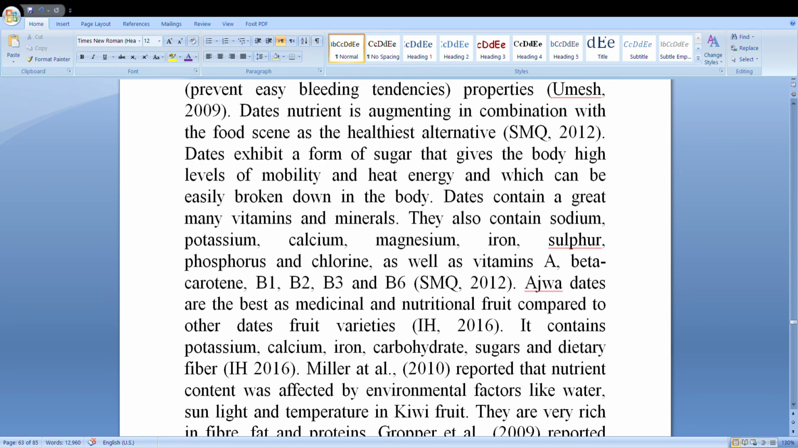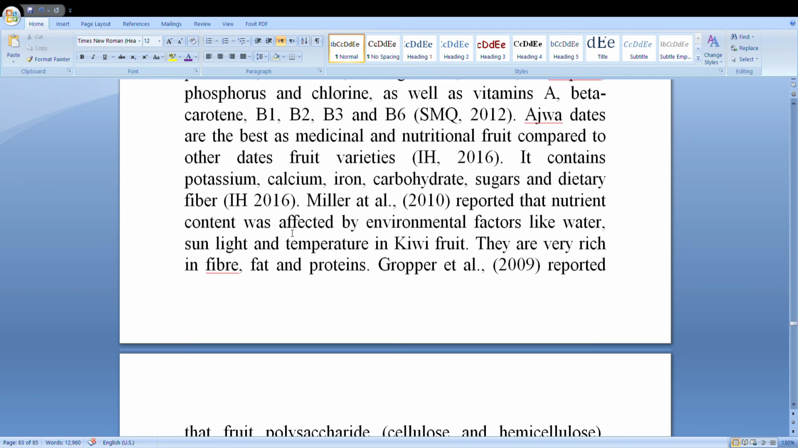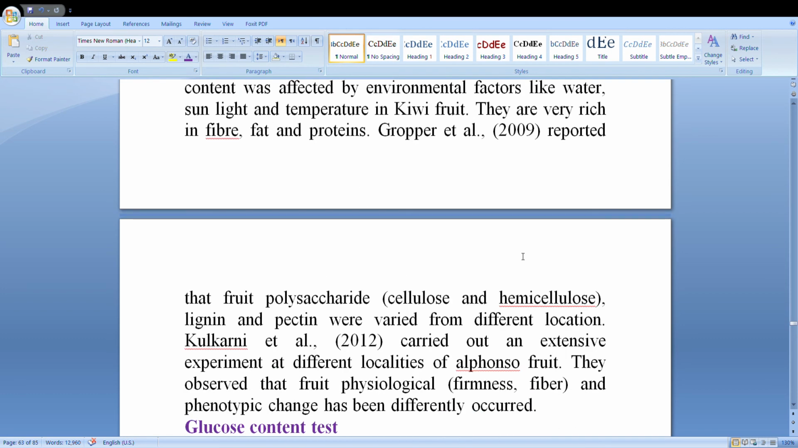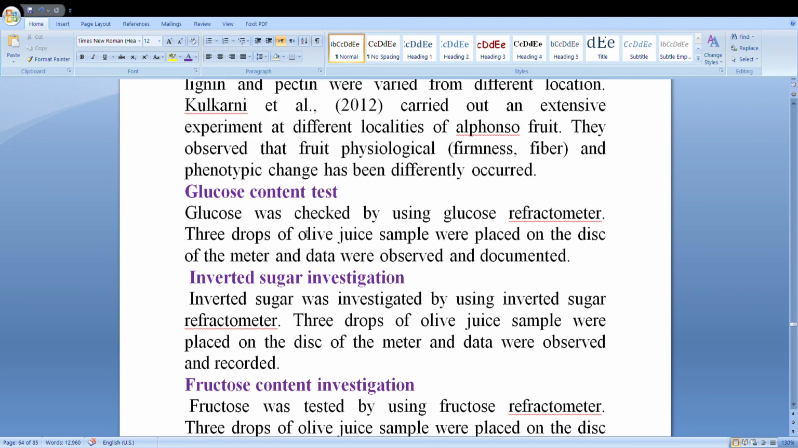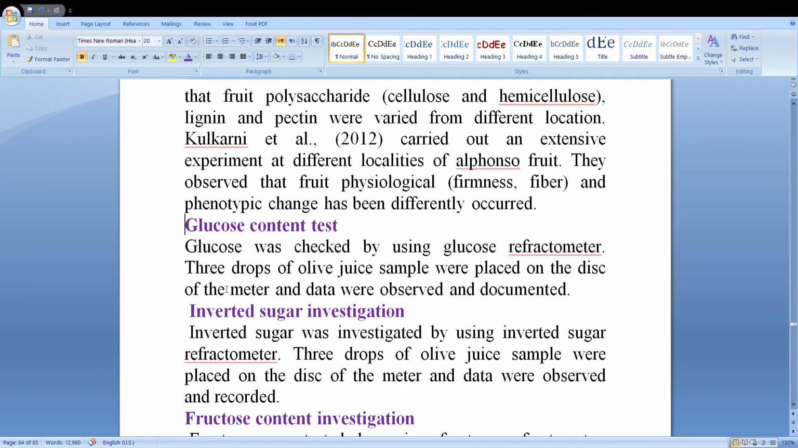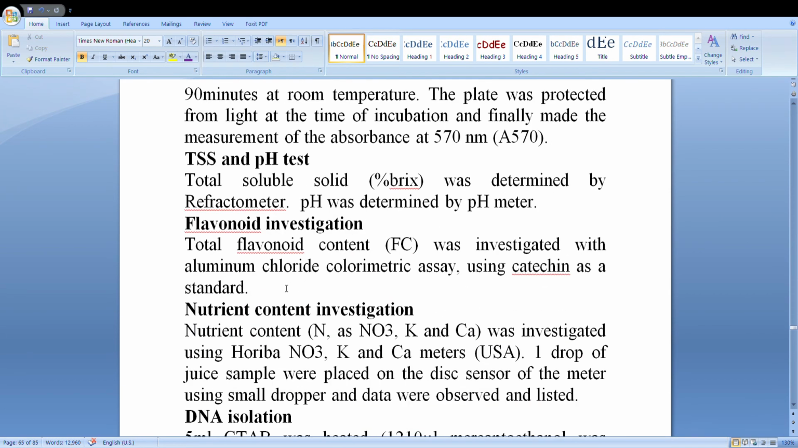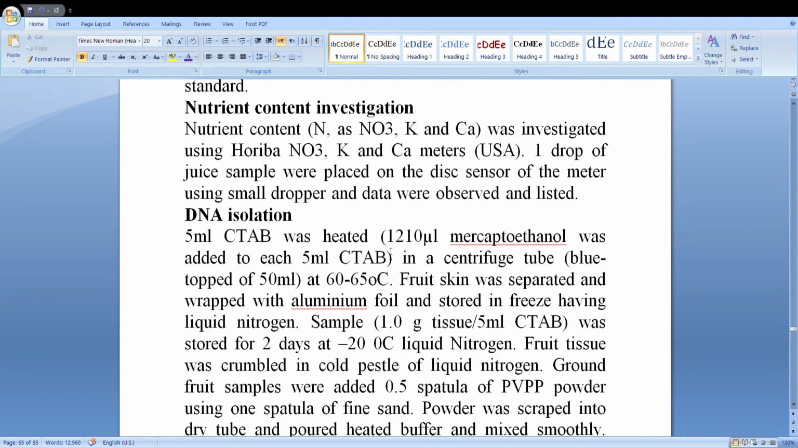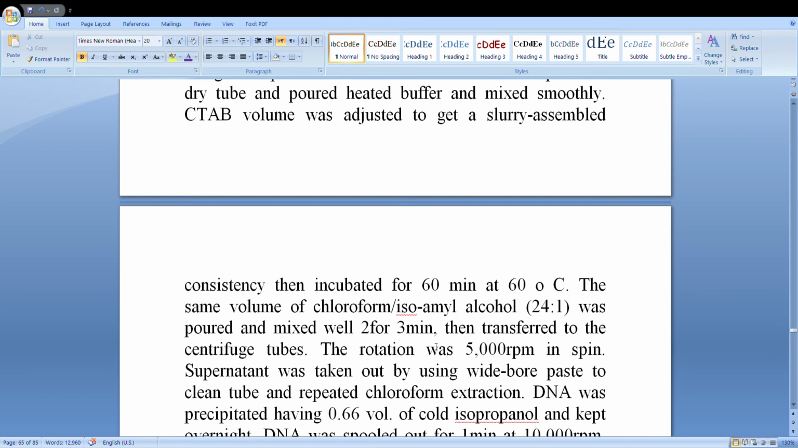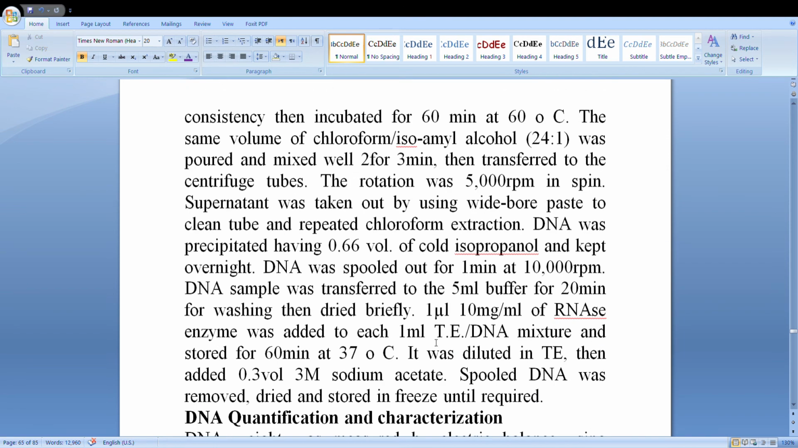They contain vitamins and beta carotenes, B1, B2, B3, B6. Ajwa dates are the best medicinal and nutritional fruits compared to other date varieties. They are the best in the Arab regions, especially grown in Saudi Arabia. Then we tested glucose content, inverted sugars, fructose, total antioxidants, TSS content, flavonoid content, nutritional contents, and DNA isolations. We used the same method: agar gel solutions and gel electrophoresis.